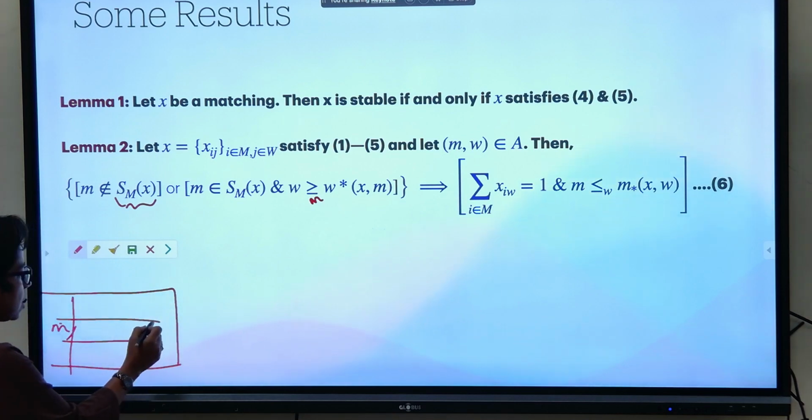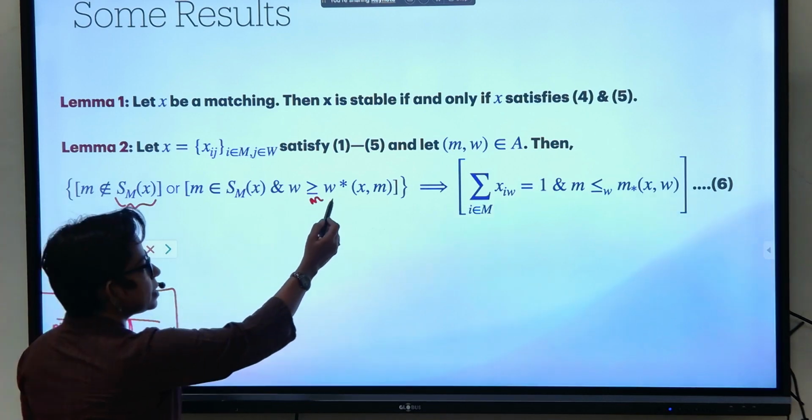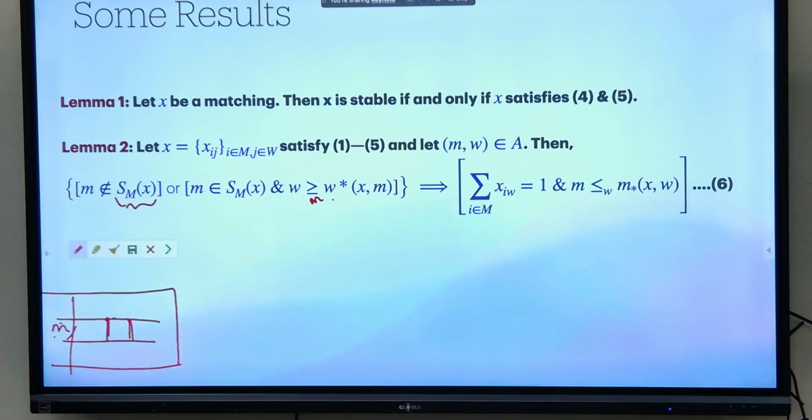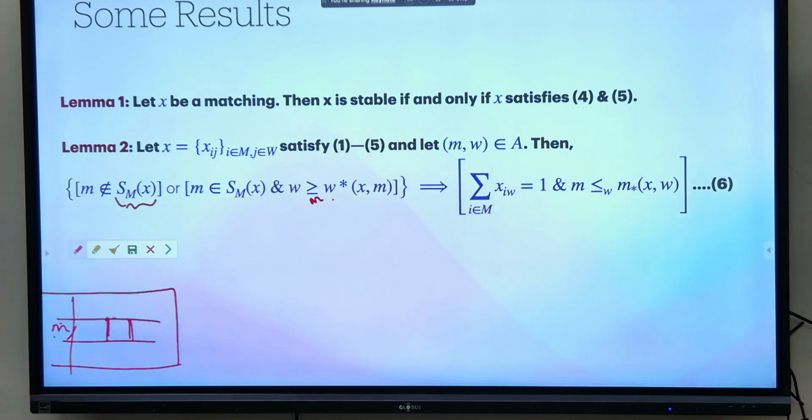Look at, so this man has ranked all the women who are acceptable, who are in his preference list, in a strict order, right? So among those women, look at the entry that has a non-zero element and gets the highest ranking from M. That's who this is. Okay? So man M is saying this woman W is at least as good as the best partner I have received so far.